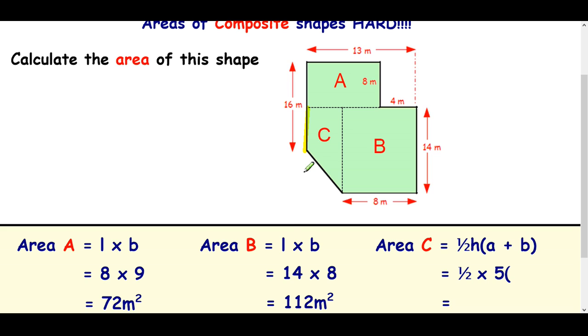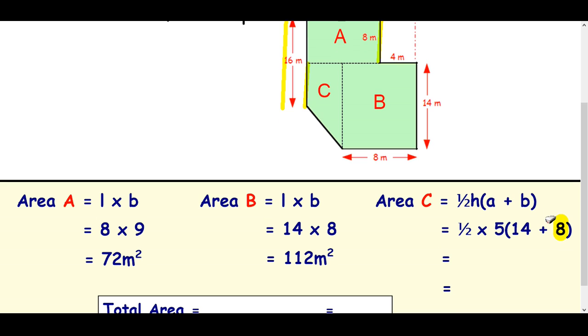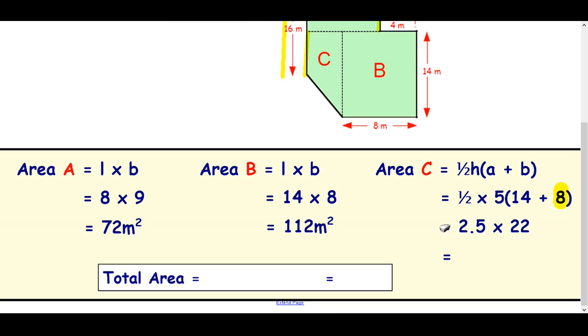Now the way to do that is if you think about the 16 here, and you think about the 8 there, then you've got 16 take away 8, which gives you an answer of 8 there. So that's that side length there, which is 8. So we've actually got 14 plus 8. A bit tricky to work that one out. So half the 5, you're going to get 2.5. The 14 plus 8 is 22. And if you times that together, you'll get 55. A way to do that without a calculator, double the 22, you get 44, and then add on half of 22, which is 11. Now if you total all that up, you will get the final answer of 239 meters squared.